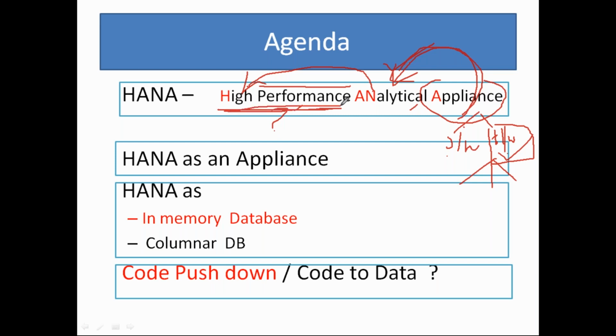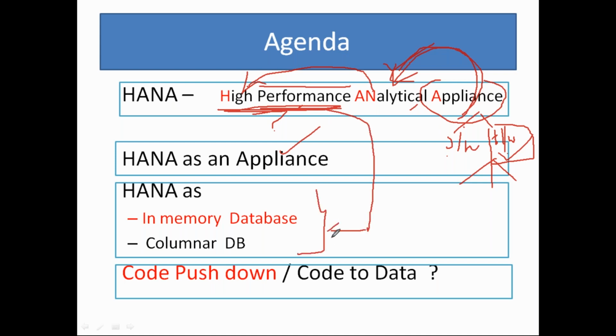How is HANA going to guarantee the high performance? That's all we need to understand. Is it clear how to read it? It's an appliance for analytical applications with high performance. Yeah, now that's what HANA is, an appliance. Now, high performance, some of the things.